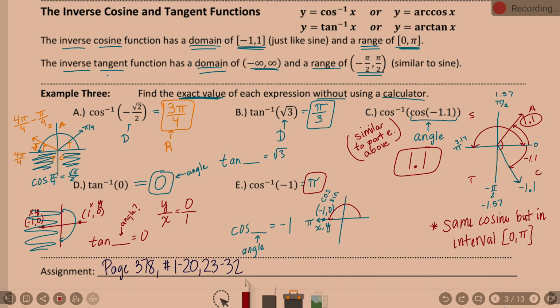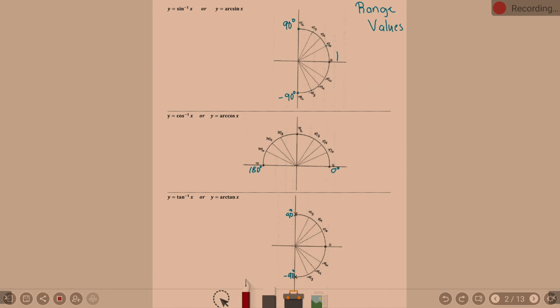Cosine inverse is the top two quadrants. Cosine inverse is the one that doesn't match the others. Which one does not match? Cosine inverse is the one that's different.